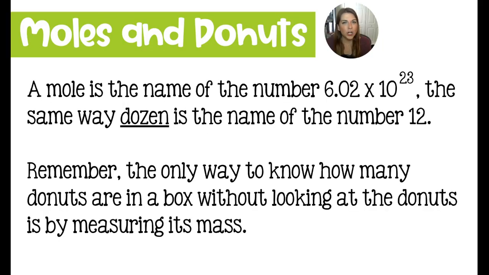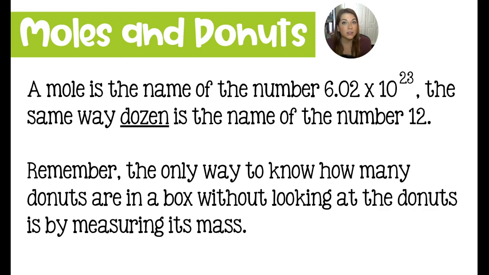Now, you may remember that a mole is just a name for a number, and that number is 6.02 times 10 to the 23rd. We also call that Avogadro's number. The number is crazy big because we're counting atoms and molecules, and those are crazy tiny. We can relate this to the way that the word dozen represents the number 12.